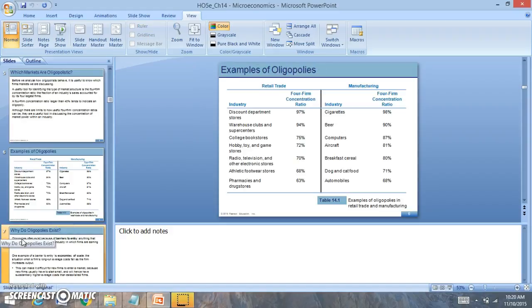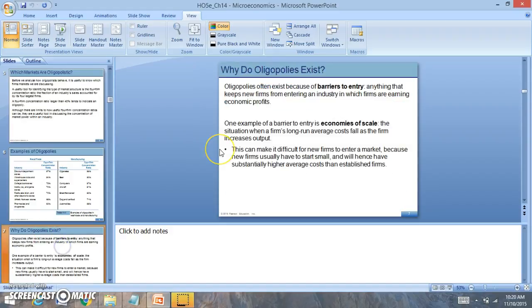Economies of scale is looking at where firms are able to produce more and more as their long-run average costs fall. So with your analysis this week, make sure to focus on the market characteristics and identify how the market characteristics influence decisions that are made. And if you have any questions, please let me know, but I look forward to your efforts.